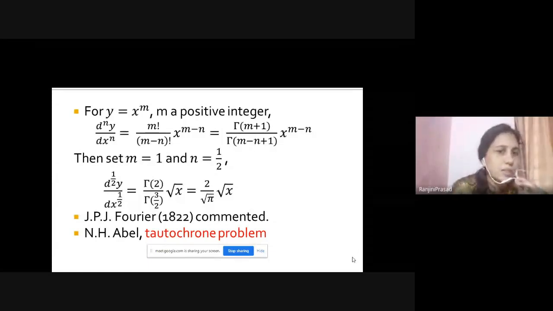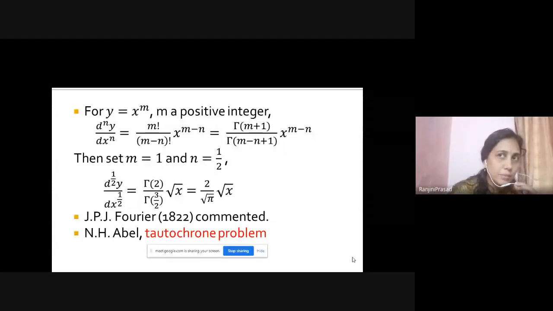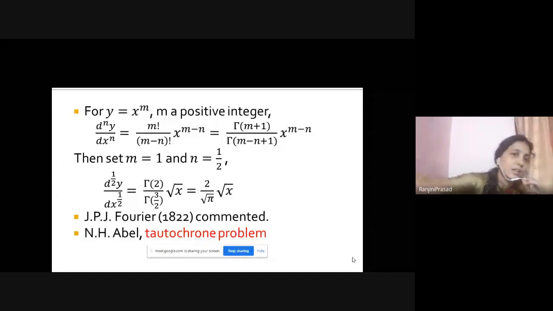Because you know if y is x power m, you can find dy by dx, which is m into x power m minus 1. Then d square y by dx square is m into m minus 1 x power m minus 2. Like that you can differentiate. After the nth term, you will get m, m minus 1, m minus 2, etc., up to m minus n plus 1, x power m minus n. Like that you will get.